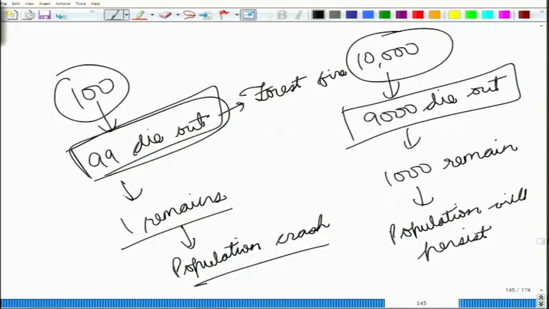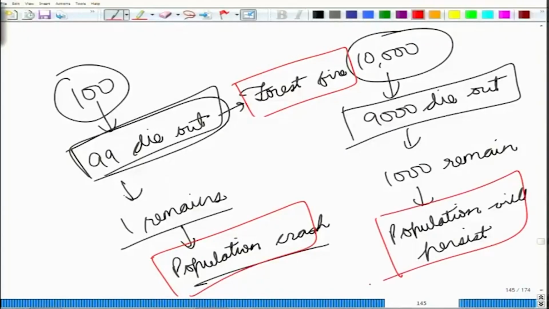To understand the scenario in both situations, we have a forest fire that is clearing off a very large area of the forest. The impact of any of these environmental stochasticities can only be understood if we know the size of the original population. With this we can make an assessment of the probability that you will have a population crash or a survival of the population.